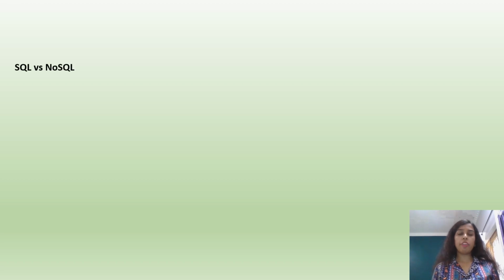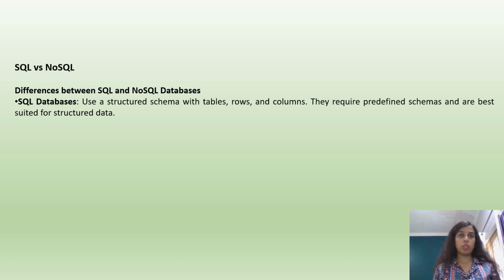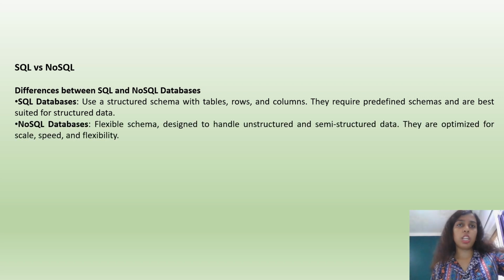So what are the main differences between SQL and NoSQL databases? SQL databases are structured with predefined schemas and are best suited for structured data and complex relationships. They use SQL as the query language. NoSQL databases are schemaless and offer flexibility. They're designed for handling unstructured or semi-structured data and are optimized for high scalability.